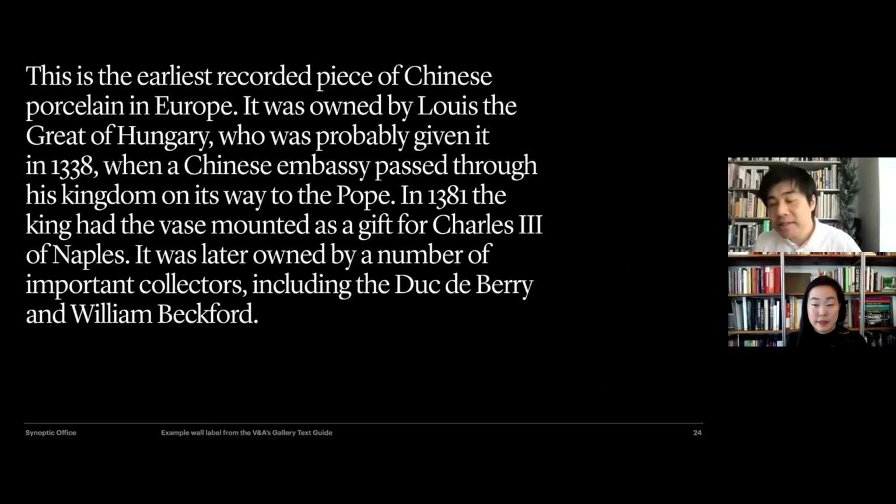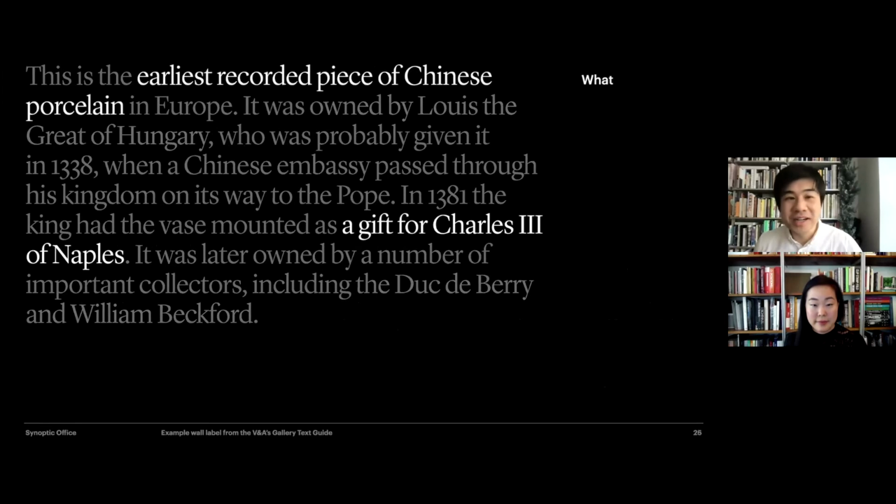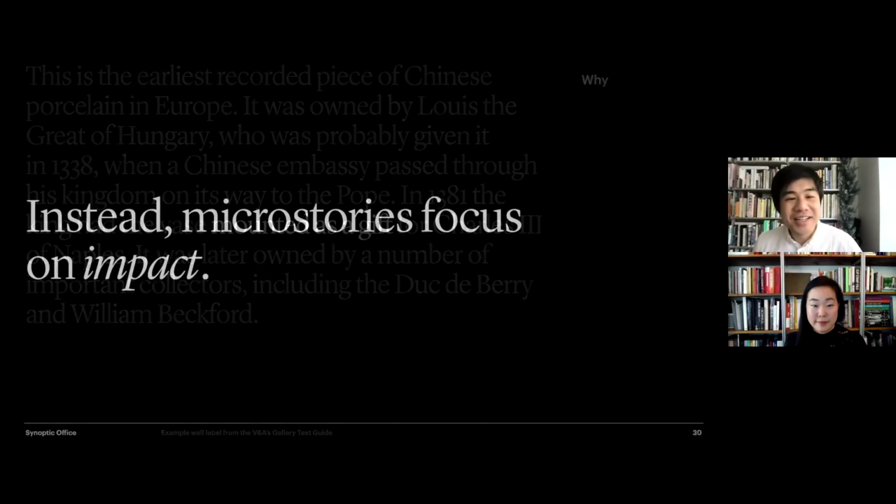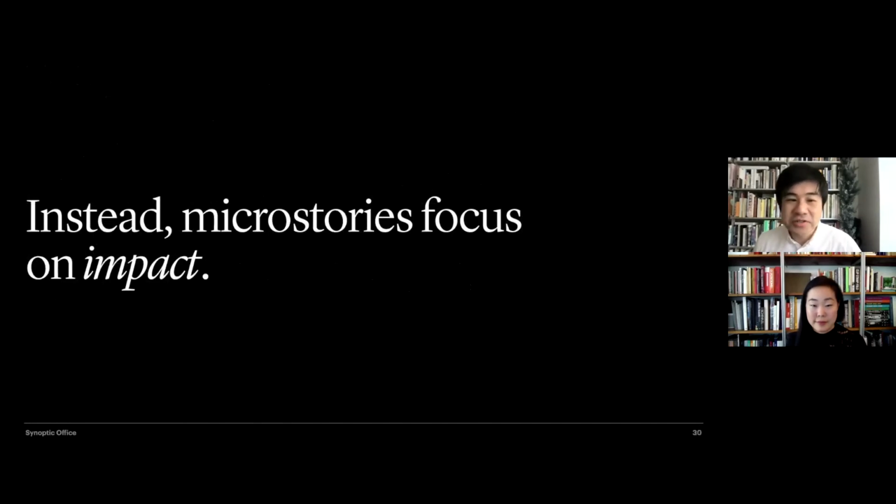If we take a look at a particular wall label here, and this is from the V&A, this is a perfectly fine wall label. It is very factual. It talks about the who, the what, the when, the where, and of course the why. But in a way, it perhaps is maybe too factual. Instead, our microstories focus on impact and significance.